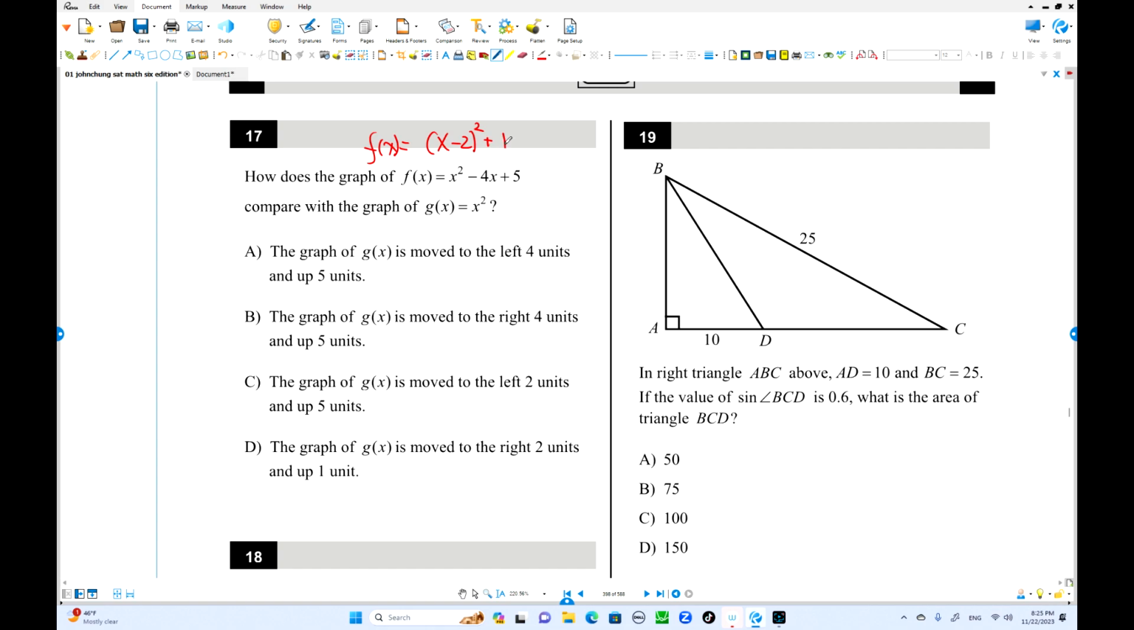Quickly you can find the vertex form. Okay? What is the minus from here? X squared, it was x, but now we replace it with x minus 2. What does that mean? 2 units right. Plus 1 is 1 unit up. That's right. That is the translation, okay? So 2 units right, 1 unit up, okay? Choice D is the answer, okay?